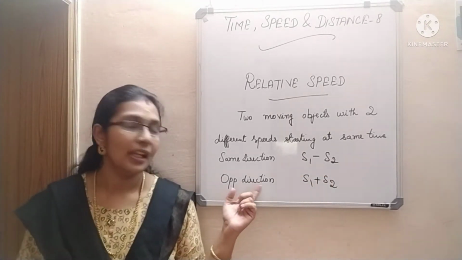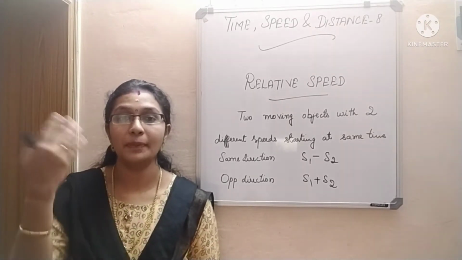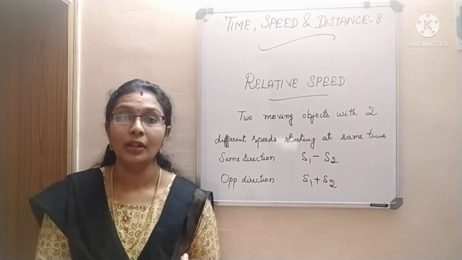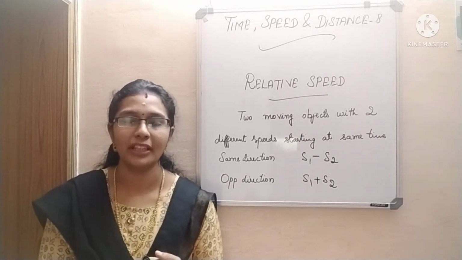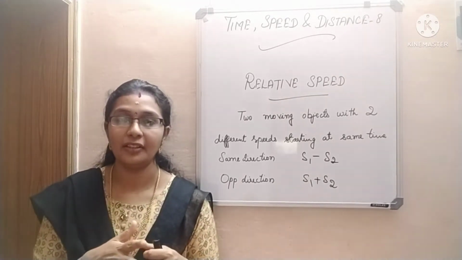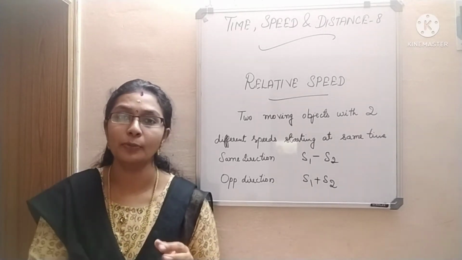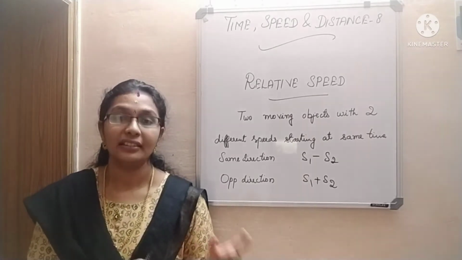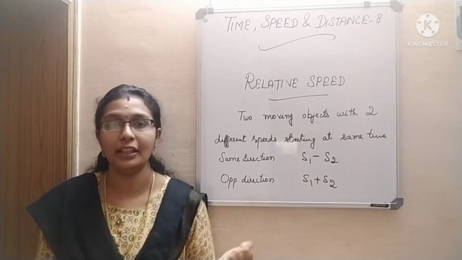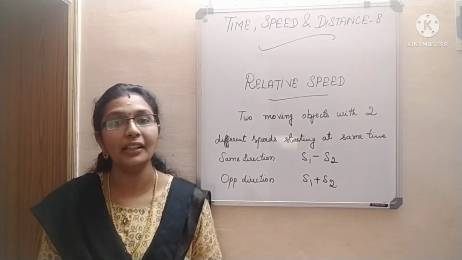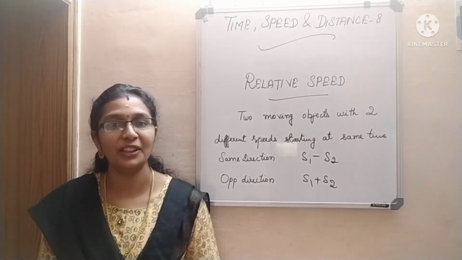Whereas let us consider two trains coming in opposite directions. Even though the speed of the other train is lesser than yours, you will feel that it is moving much faster than you. Just imagine you are sitting inside a train and there is another train coming opposite to you. You will feel that the other train is moving much faster than yours. That time we will add up the speeds. That is the concept we are using here: S1 plus S2 when moving in opposite directions, whereas we subtract when it is in the same direction. Clear with the concept?